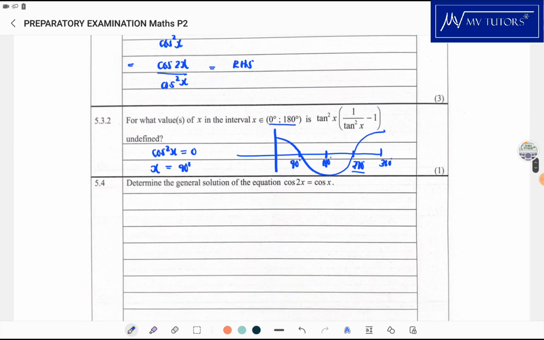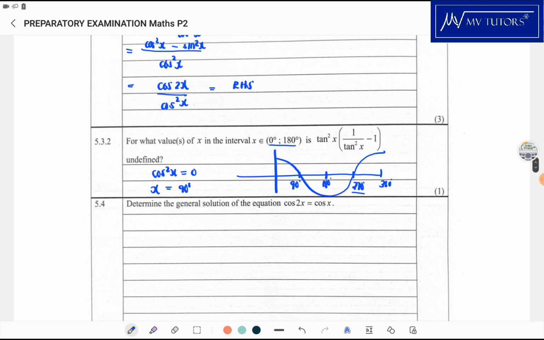And then 5.4, determine the general solution of the equation cos 2x is equal to cos x. Okay, so in this case, I'm going to leave cos x as it is and then expand on cos 2x. Because yes, I do have cos and I have cos. If I say 2x is equal to x, do you realize that I actually don't have a solution? Because the x's will cancel out. So that cannot be the solution, really. So I'm going to have to expand cos 2x.